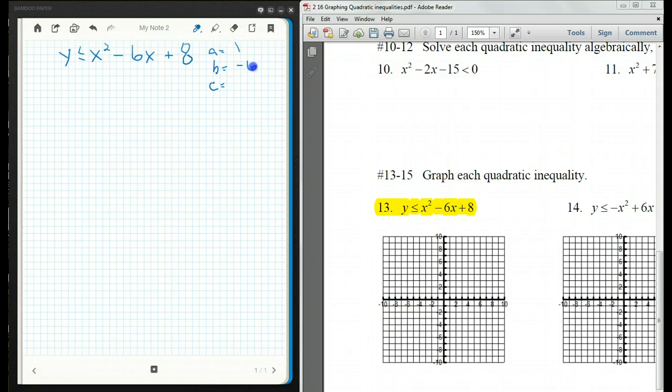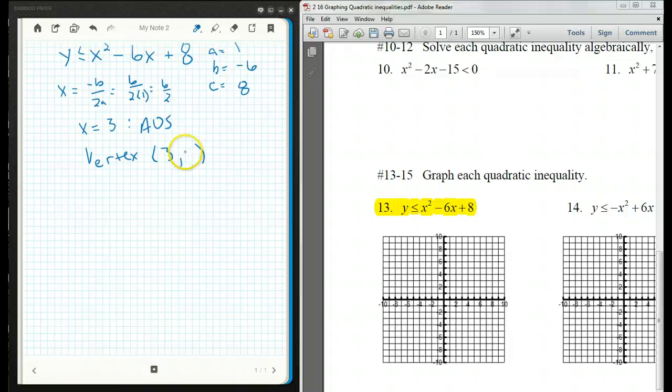So a, b, and c are 1, -6, and 8, because I want to look for the vertex and the axis of symmetry first with negative b over 2a. Opposite of b is 6, over 2 times 1 is 2. So there's our axis of symmetry. I know that that's going to cut that graph in half, and I know that my vertex x value is going to be 3. I can plug in 3 to the equation. I can go to my table to get a whole bunch of points. Either way, it's fairly easy to figure out that the vertex is going to be at 3, -1.